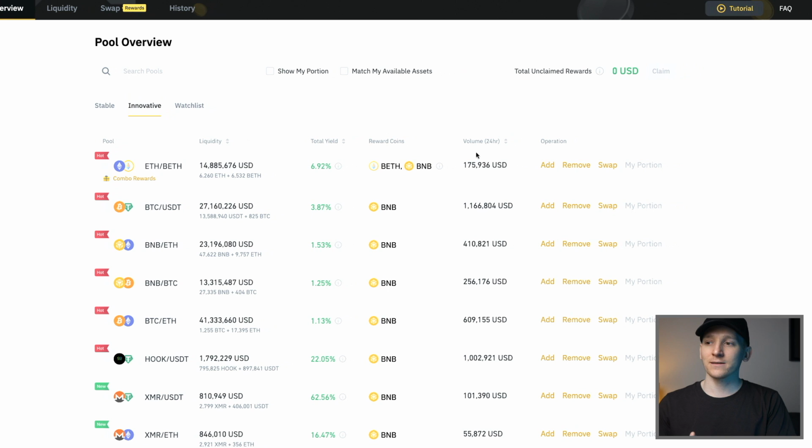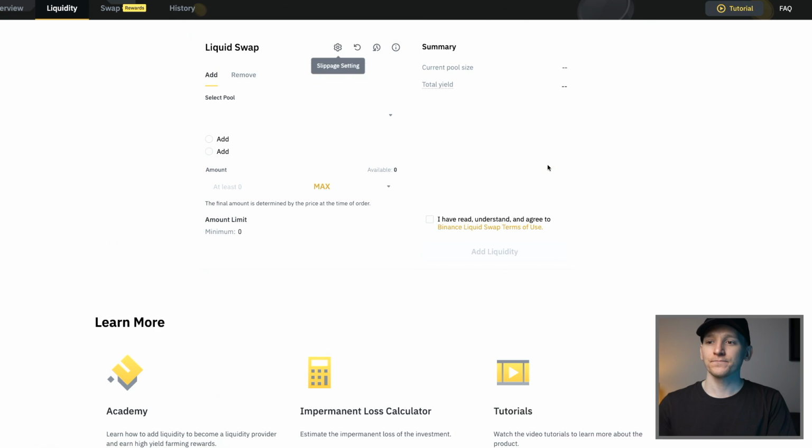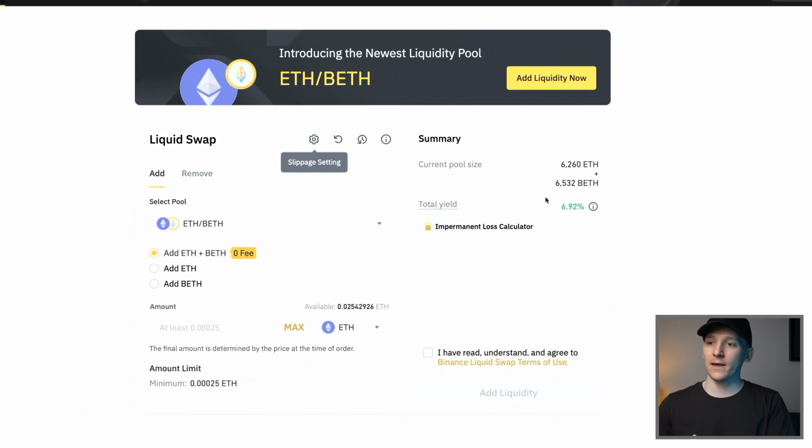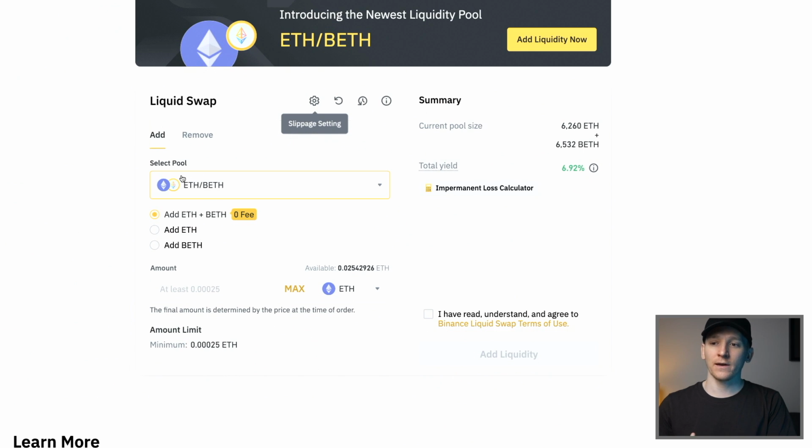But we'll go and add some tokens right here. So you can come over to this bit and just click add. And then it's going to take you into the liquidity swap, AMM. So we can add some tokens here. Now, if you have both of them already in the correct ratio, you can add both of them like this, or you can just add one of them.